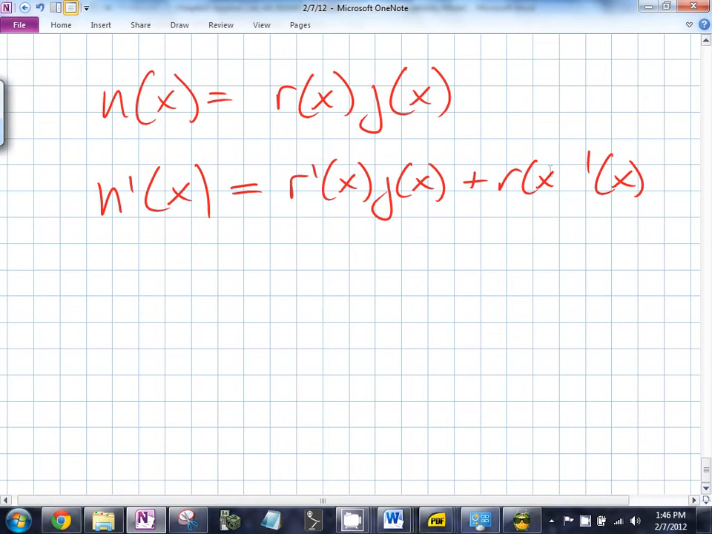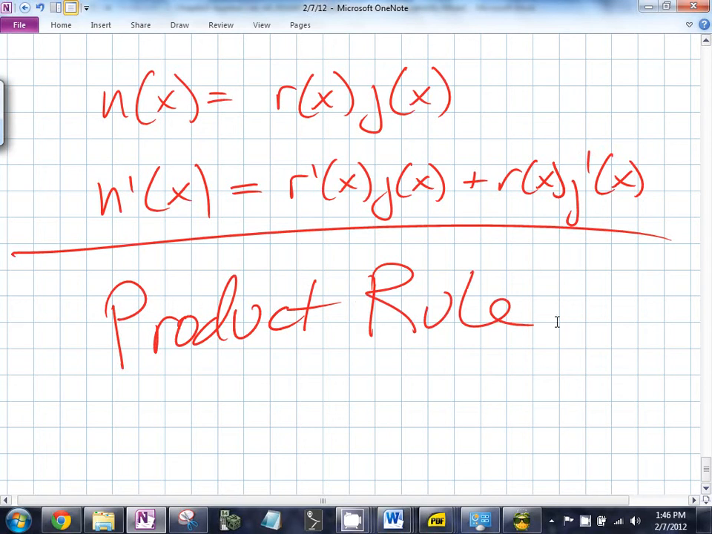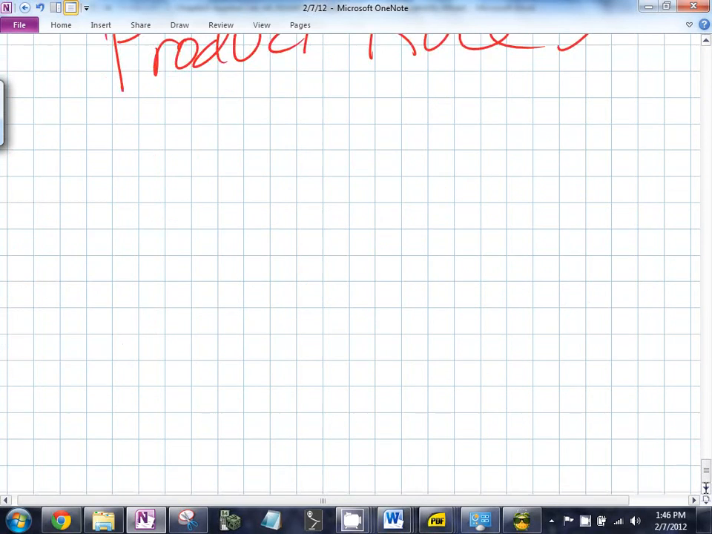Okay, so now you've learned, what rule was this called? This is called the product rule. So what do you think is next? Division? Yeah, what's that called?